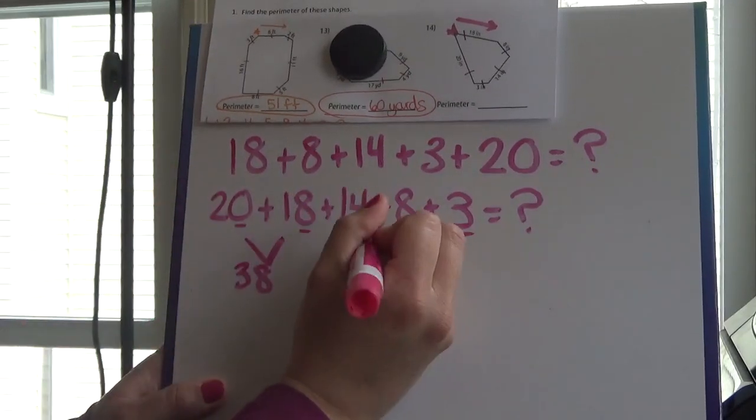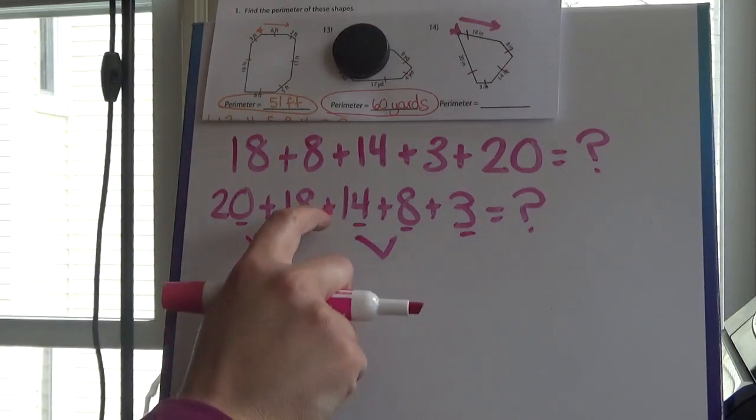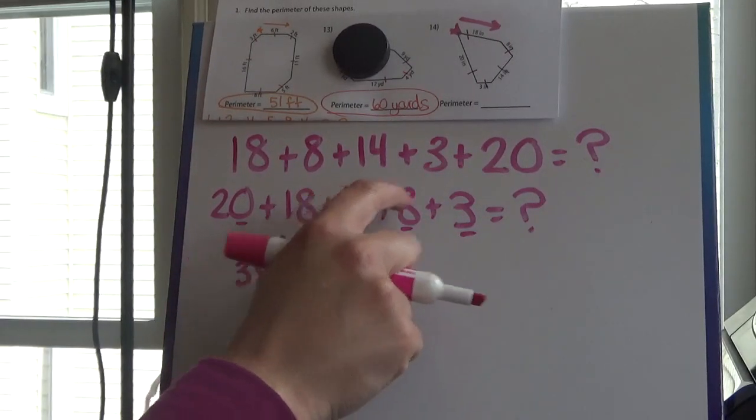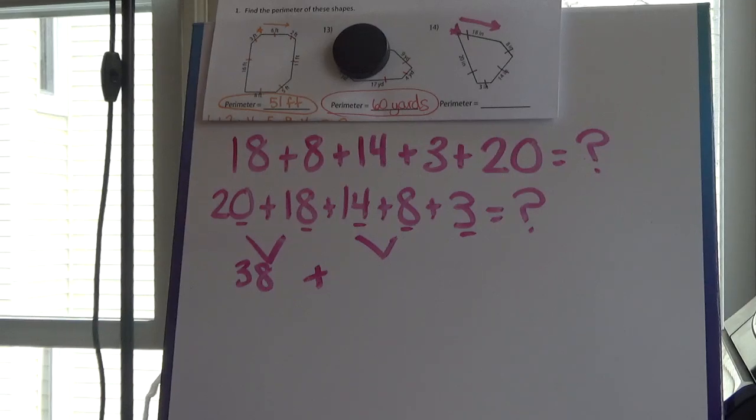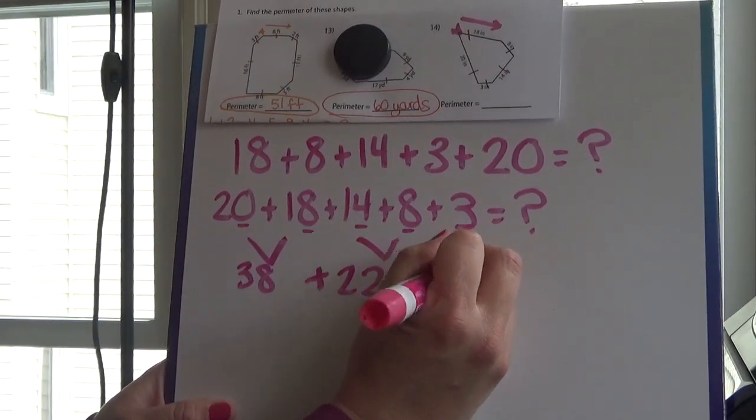Okay? Now I'm going to do 14 plus 8. Well, 14 plus 8 means 10, and then you add your 1. So 4 plus 8 equals 12, plus 10 equals 22, and then I have 3.